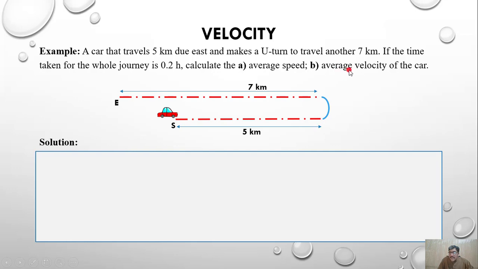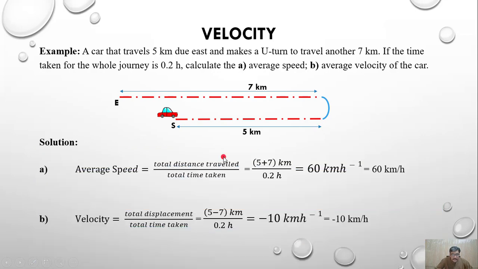In part B, you have to calculate the average velocity of the car. So first it is moving in this direction and then there was a turn. You have to calculate here displacement. So you have to take the difference, 5 minus 7, you will get displacement, divided by total time, you will have average velocity. See the solution now.